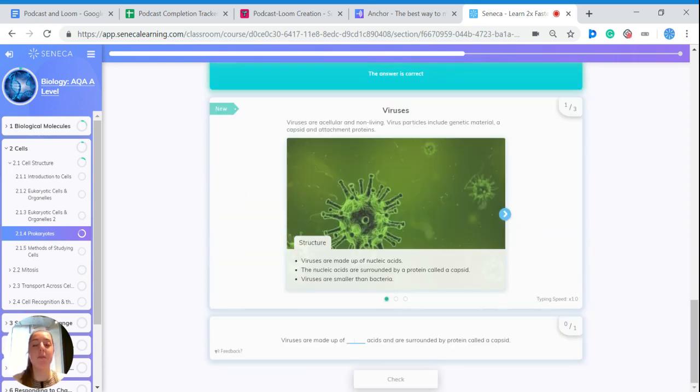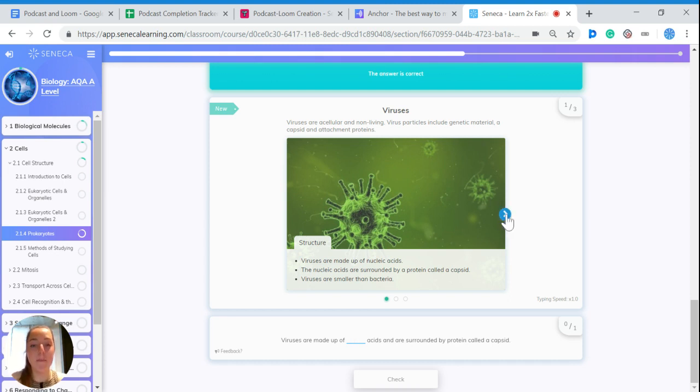Viruses are a type of prokaryote. They are acellular and non-living. In a virus particle, you've got genetic material, capsid, and also attachment proteins. So viruses are made up of nucleic acids. The nucleic acids are surrounded by a protein called a capsid.